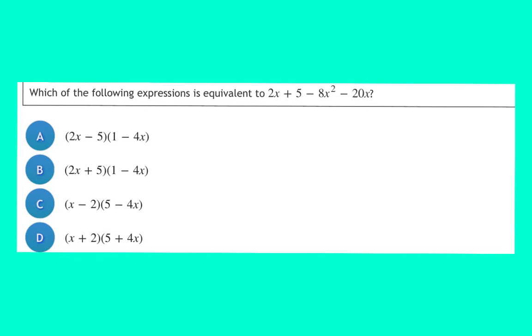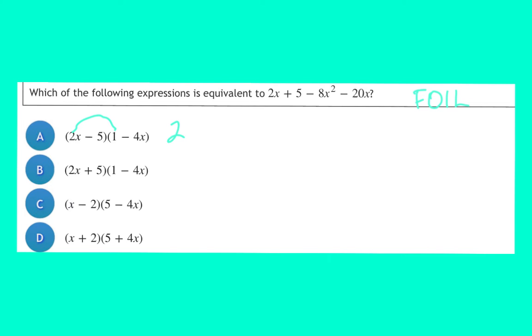In this video, we're going to determine which of the following expressions is equivalent to (2x + 5)(1 - 4x) = 2x + 5 - 8x² - 20x. And we're going to use the FOIL method on each one of these. I'll remind you, it means we're going to do the first, the outside, the inside, and the last. We're going to use the distributive property, and we're going to multiply.